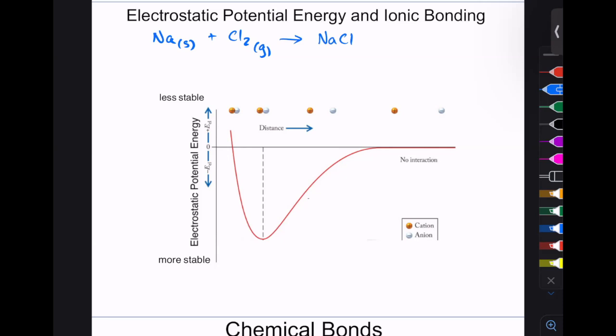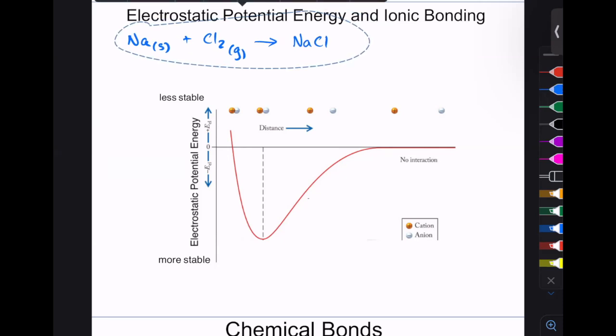Now, just like we did in the last chapter, we need to make sure we're obeying the law of conservation of mass. And you've been doing this a lot now in lab. You've been seeing balanced equations. So let's go ahead and balance this one.